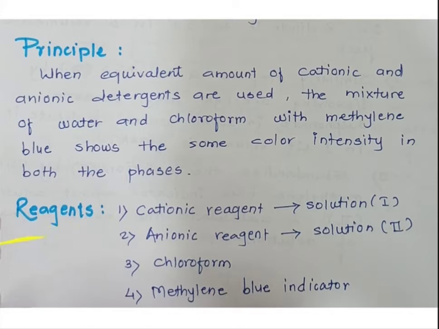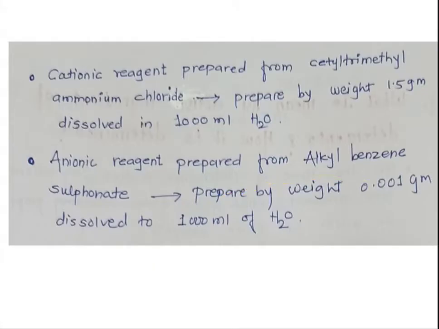So the reagents required for this process are the cationic reagent, that is solution 1. We will see how solution 1 is prepared. Then the anionic reagent, solution 2. Then chloroform is required and methylene blue indicator. All 4 reagents are required for this process.